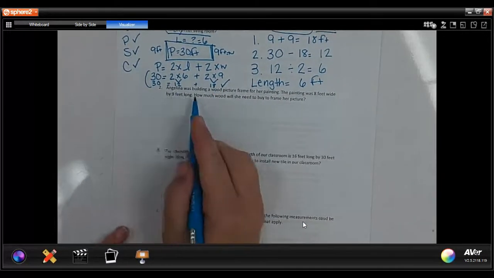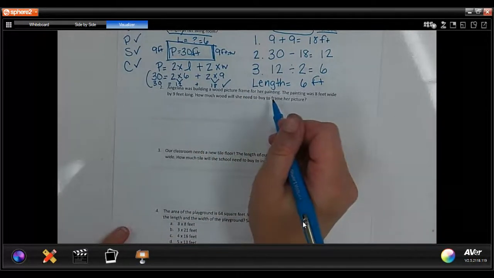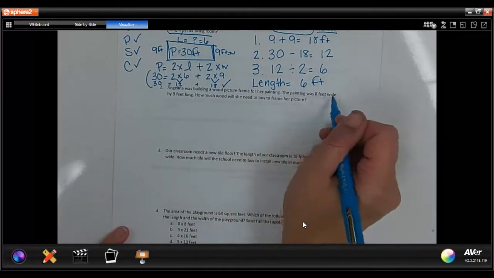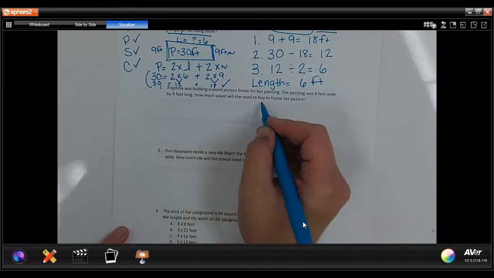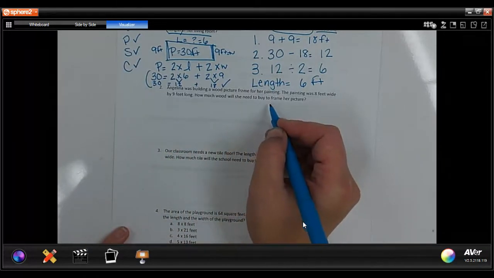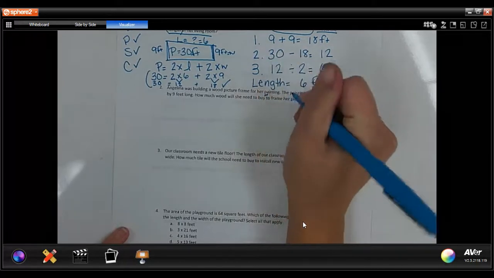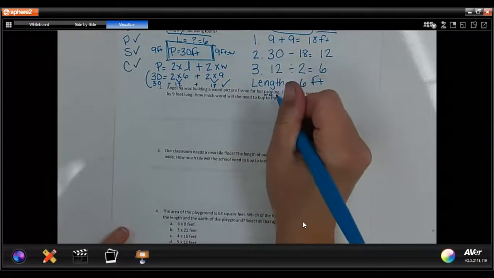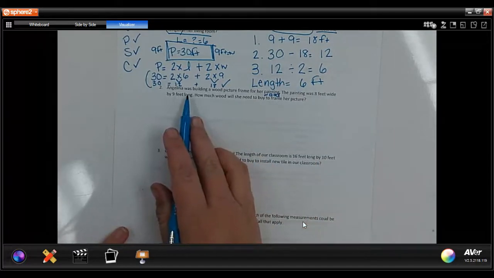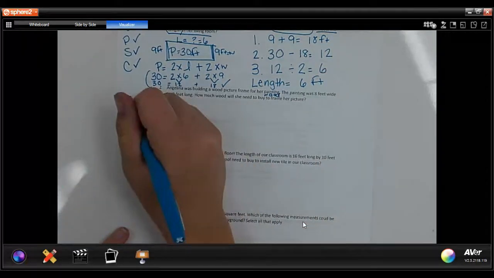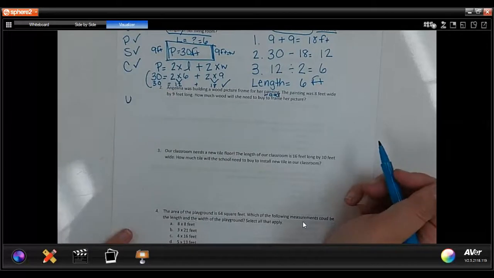Number 2, Angelina was building a wood picture frame for her painting. The painting was 8 feet wide by 9 feet long. How much wood will she need to buy? That's supposed to say wood for her frame. Buy wood to frame her picture. So I'm going to first understand my problem and annotate it and see what is going on here.